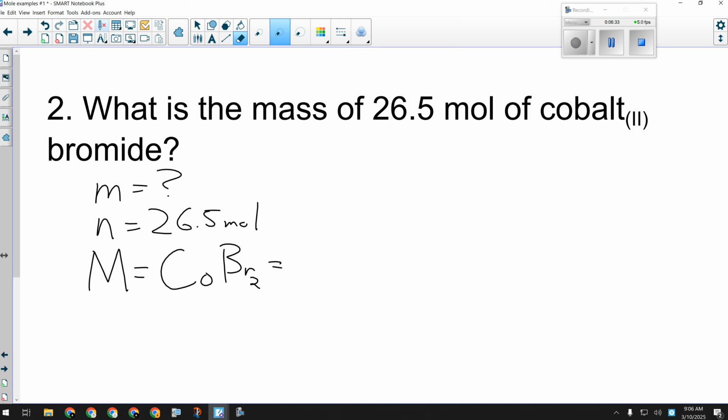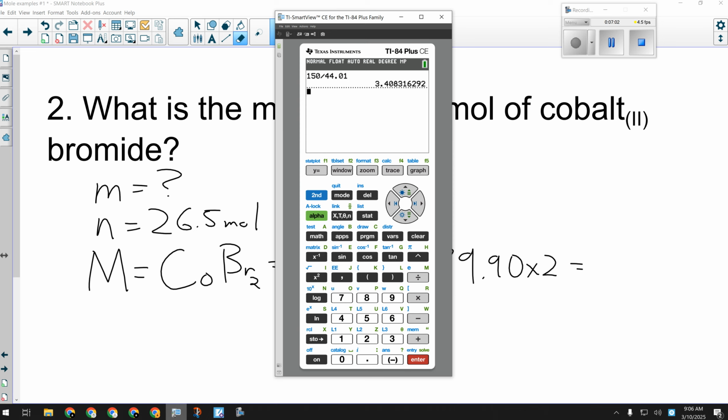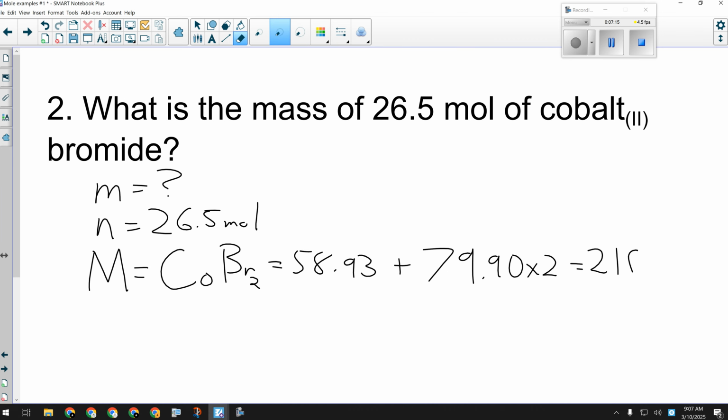Okay, so we have to calculate the molar mass of cobalt 2 bromide. Cobalt has a mass of 58.93 grams per mole. All right, and there's only one cobalt, so we only need that number. We don't need to multiply it by anything. Okay, and we need to add it to the mass of 2 bromines. Okay, bromine is 79.9, and there are 2 of them. Multiply it by 2, okay, and punch that into our calculator. 58.93 plus 79.9 times 2. All right, so there's our molar mass, 218.73 grams per mole.